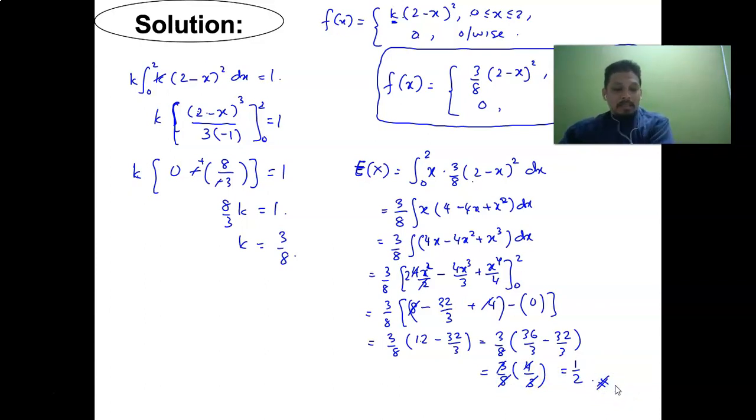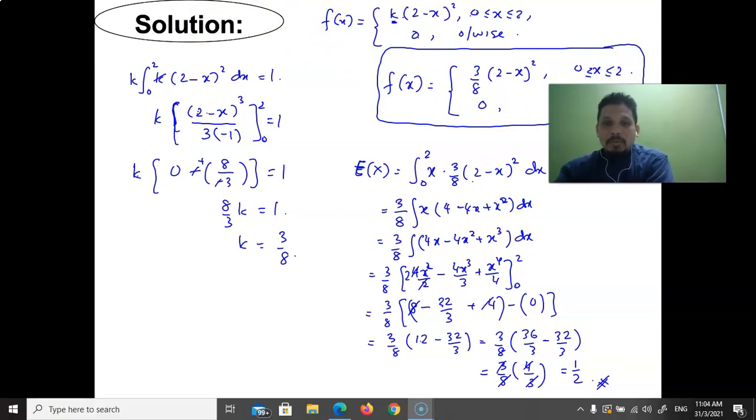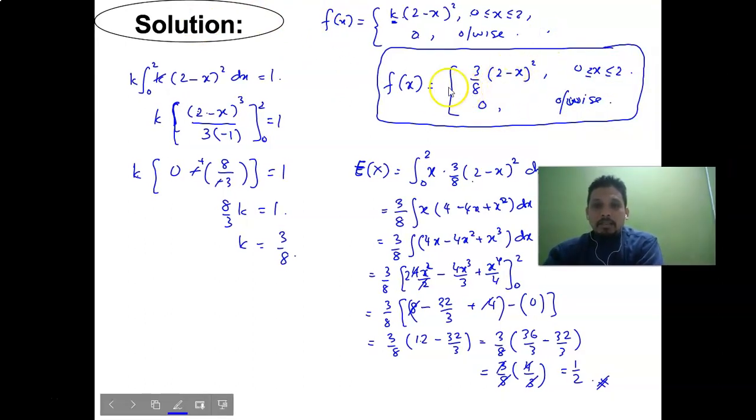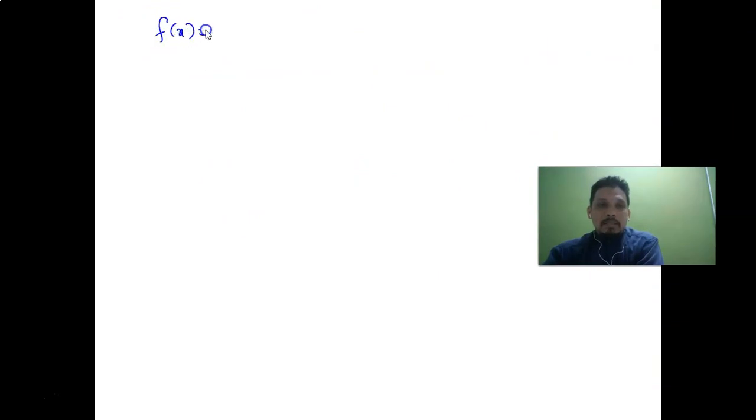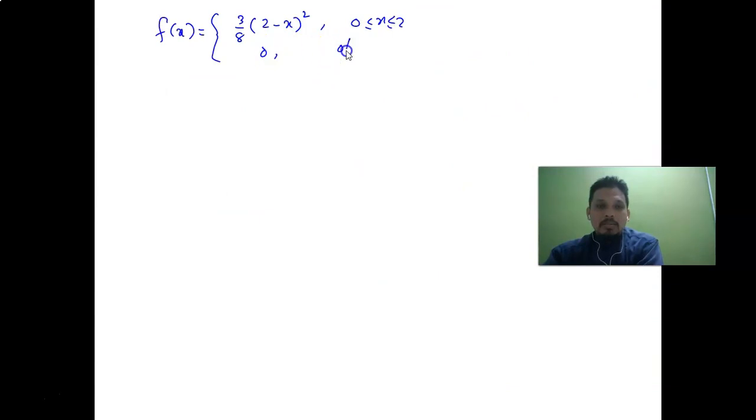Okay, and then to find the variance of x, let's rewrite the function from the previous slide. It is f(x) equals 3 over 8 times (2 minus x squared), for x between 0 and 2, and 0 otherwise. Now to find the variance, we need to find this.